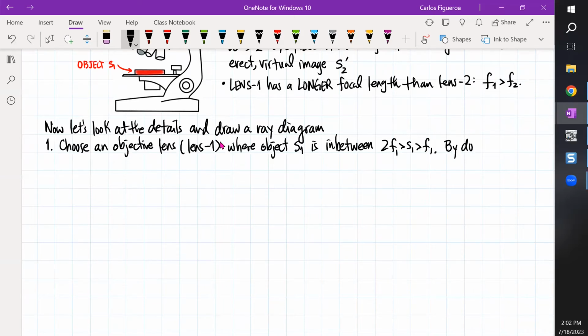By doing so, the object is magnified. By magnification, M1.